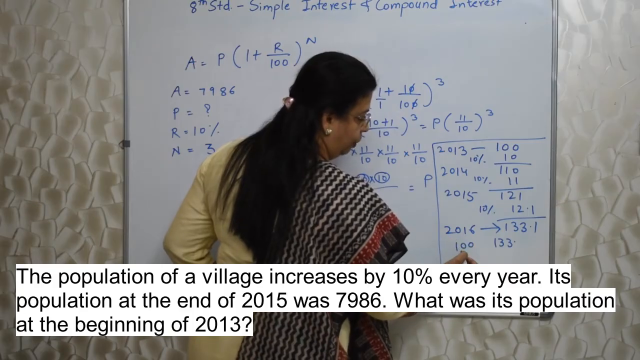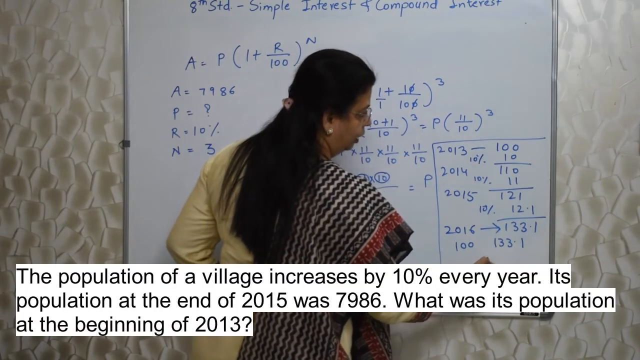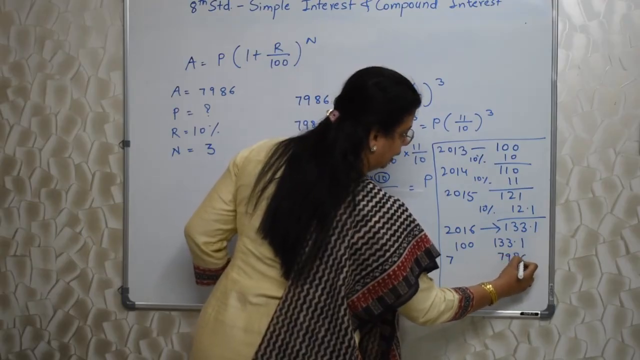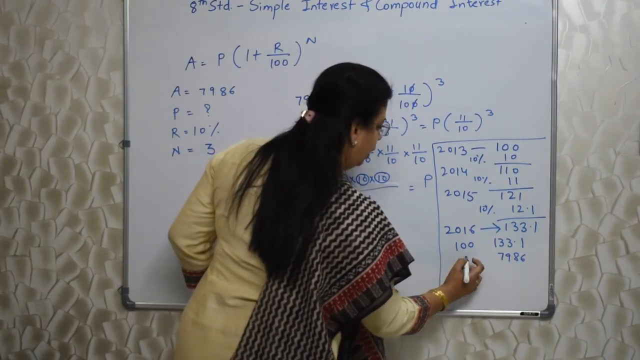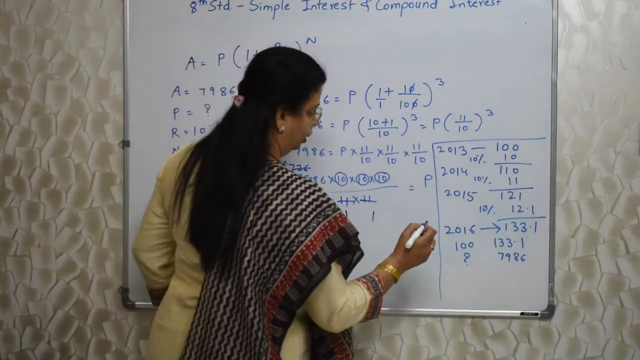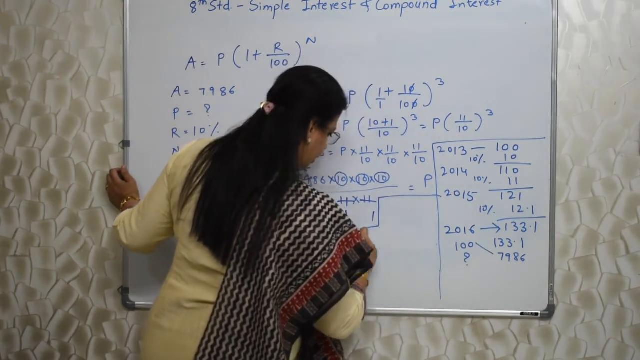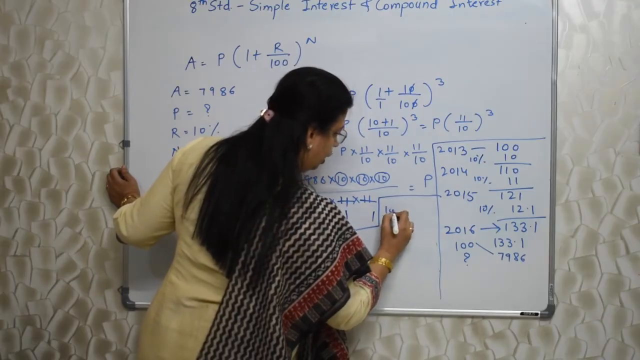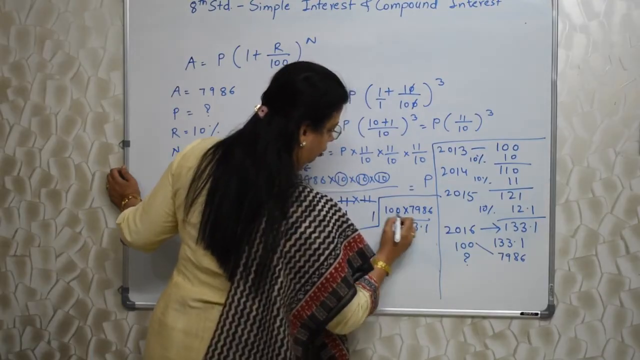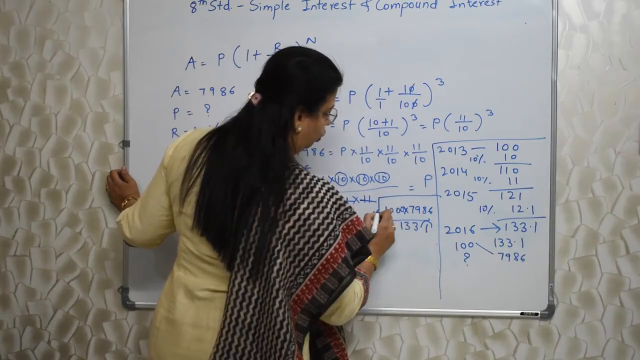In 2013 beginning, if it is 100, then at the end of 2015 it will be 133.10, right? So if it is 7986 here, then how much will be 100? Or rather, the actual beginning of 2013. So cross multiplication here. So I am writing it here, students. Cross multiplication, so 100 into 7986 upon 133.1. Okay, if I don't want this decimal, I will shift it this side. So one more 0 I need to increase here.